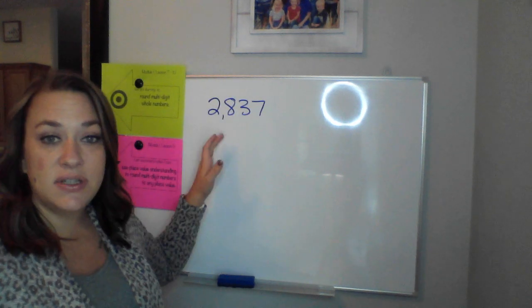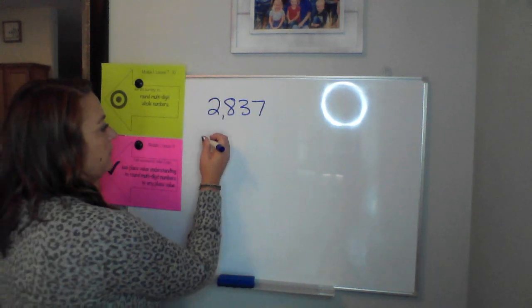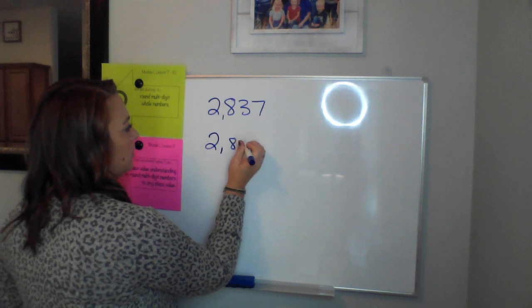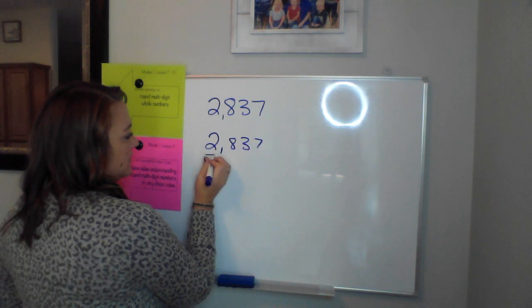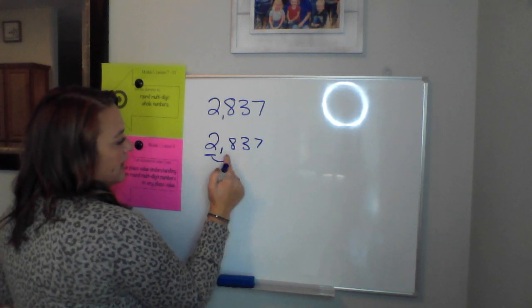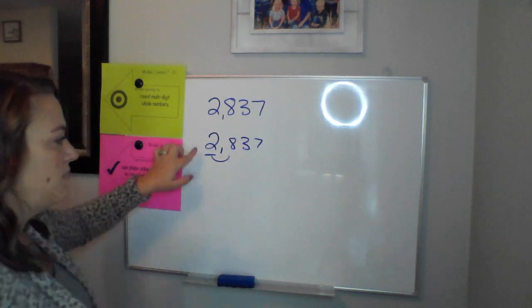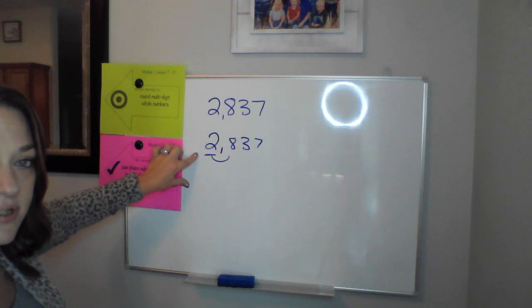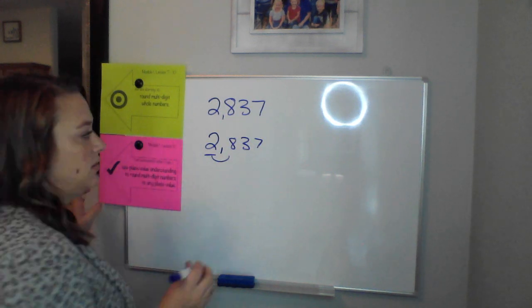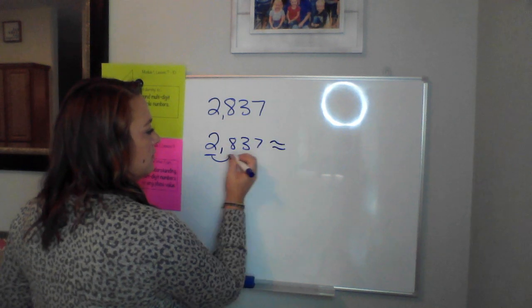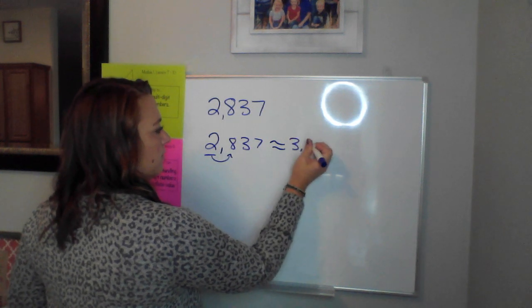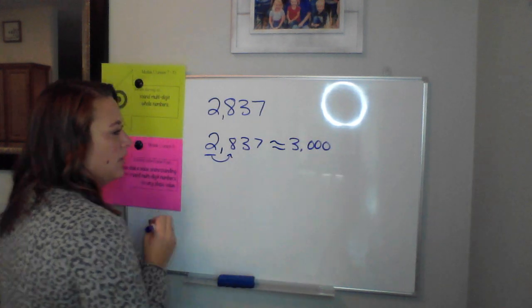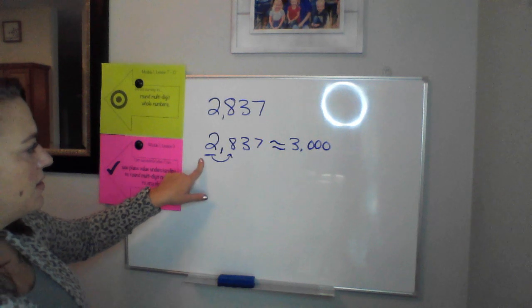Say, well, let's start with our largest value, which is thousands. Okay, so if we round this to our nearest thousands place, I look to the right and I see an 8. So that means my 2,000, I wouldn't round down to 2,000. I would round up to 3,000. Okay, so that's our thousands place.